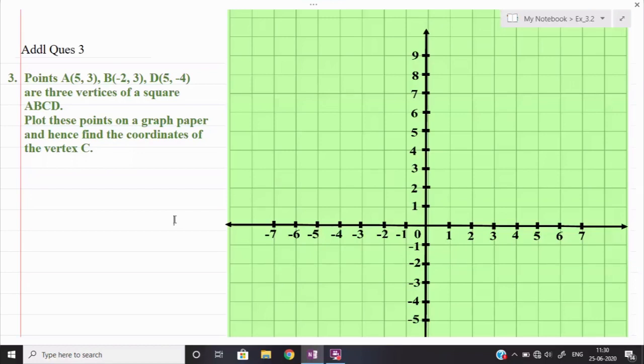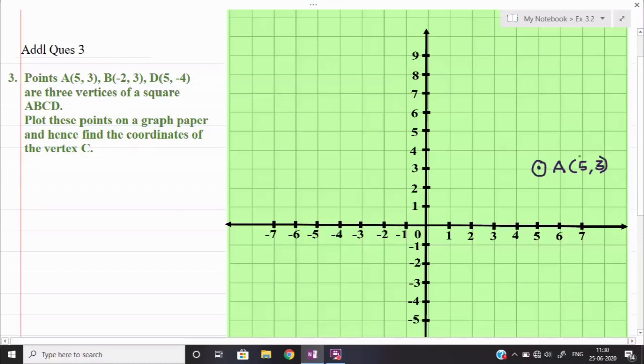First of all, I will plot the 3 given points. A is 5, 3. So observe, 5, 3 means the x coordinate is 5. So I am first reaching 5 here. From 5 I need to go to 3. So here I will mark my first point, that is A, whose coordinates are 5, 3.